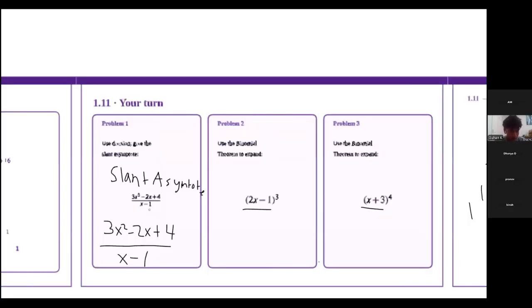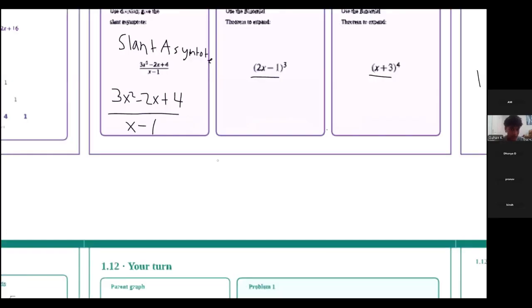Okay, so first, slant asymptote for this equation. So 3x squared minus 2x plus 4. Okay, and then we're dividing it by x minus 1. So first, we have to look at what times x equals 3x squared, which is going to be 3x. 3x times x equals 3x squared. So then we have to multiply 3x to the whole thing. So 3x times x is 3x squared. And then 3x times negative 1 is negative 3x. And you have to remember that we're subtracting these terms.